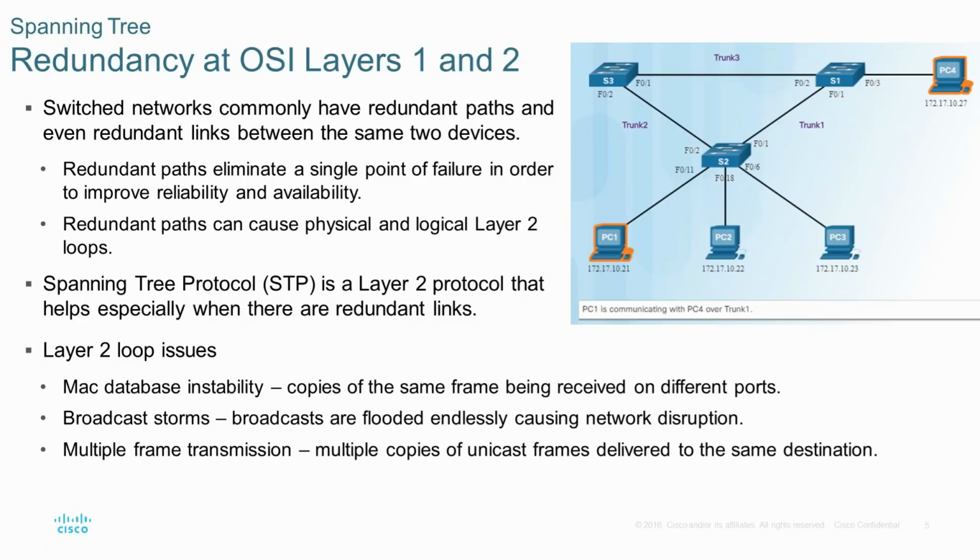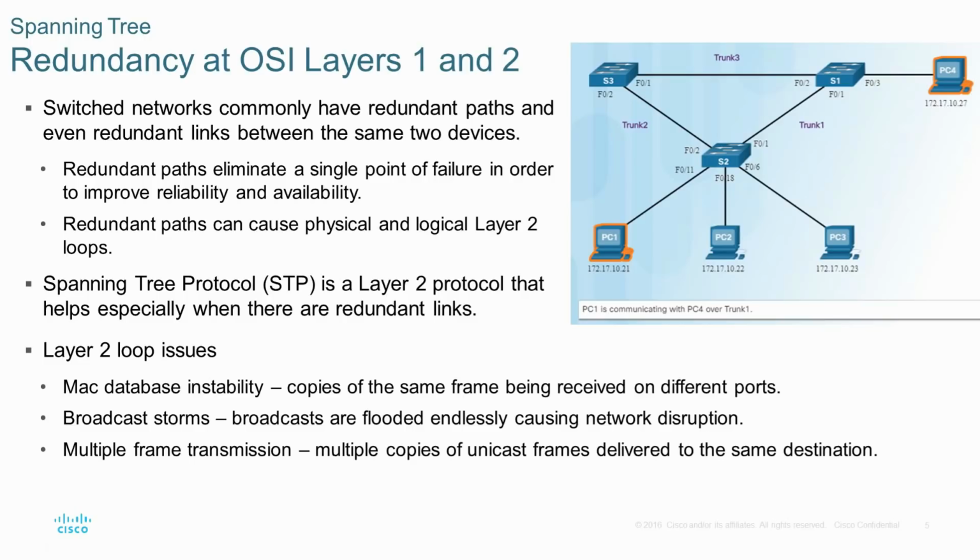If I ask you what the layer 2 loop issues are in a redundant link, what would you say? The first is MAC address instability, then broadcast storm, and multiple frame transmission. We will discuss them in detail one by one.